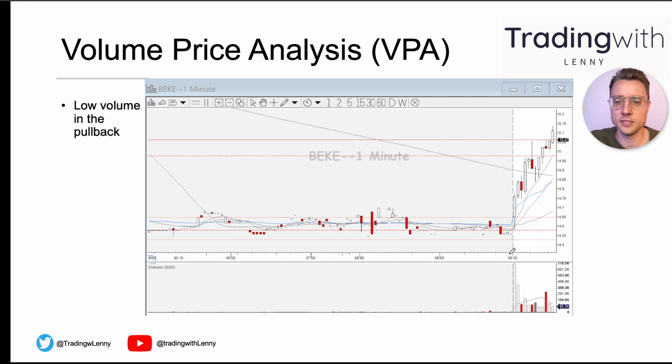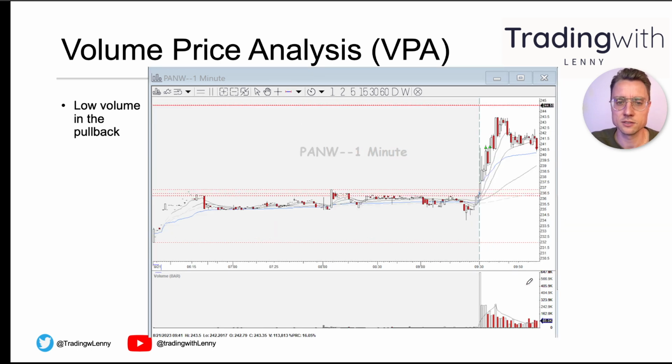Another example, VEKE. We see the move up. So 9:30 market opens, we see the move up. We see a red pullback candle, the third candle, and we see low volume, right? Price action moving up. We see a red candle. What do we see? Pretty low volume. Price action making here the pullback, low volume. So again, the same principle, volume price analysis.